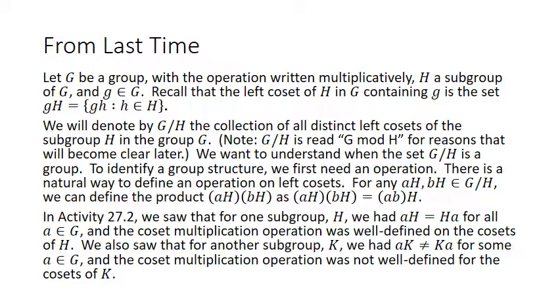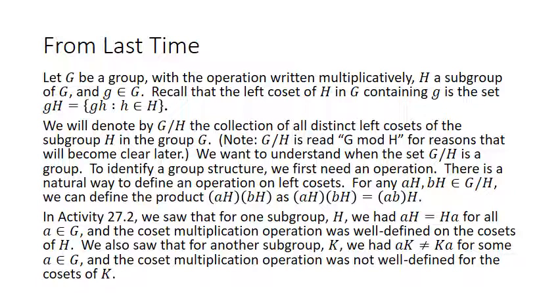Okay, so let's recall what we did last time. If we let G be a group with the operation written multiplicatively and H a subgroup of G, and we let little g be an element of G, remember that the left coset of H in G containing little g is the set gH, which consists of g times h for all of the little h's in big H. So it's just what it looks like. You multiply that element g times everything that is in the subgroup H.